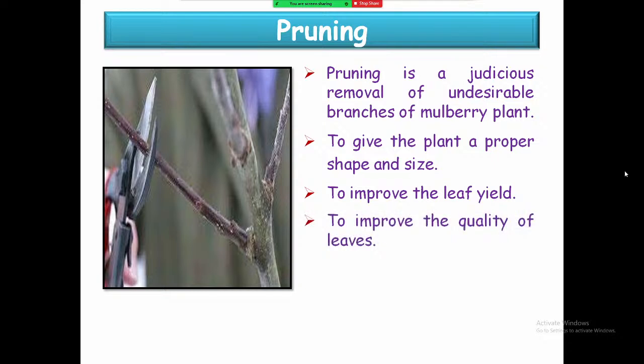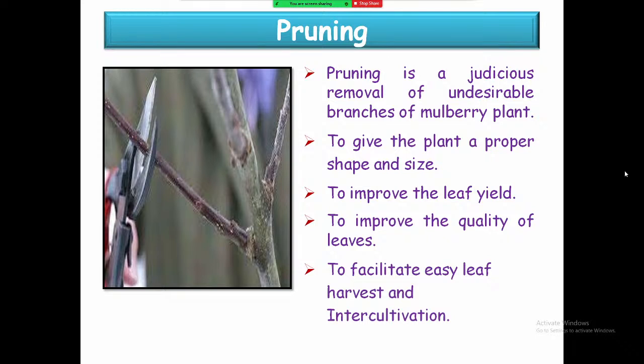It improves the quality of leaves and facilitates easy leaf harvest and intercultivation. For that purpose we carry out pruning in the mulberry field or mulberry garden. So these are some objectives of pruning.